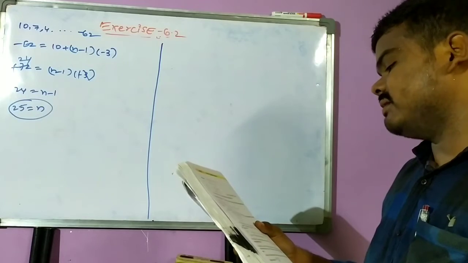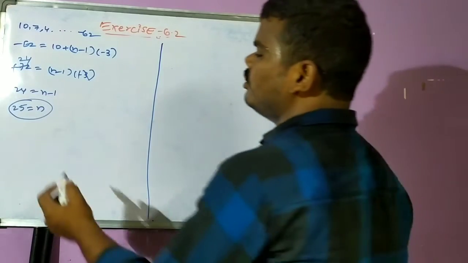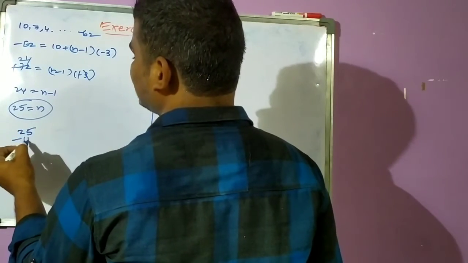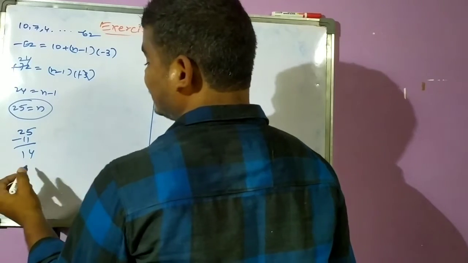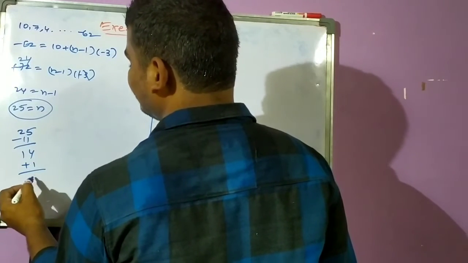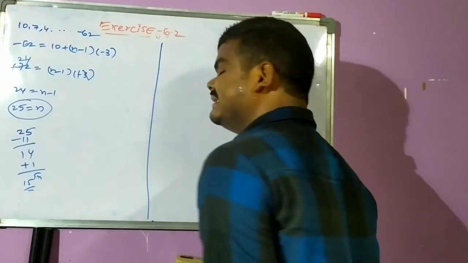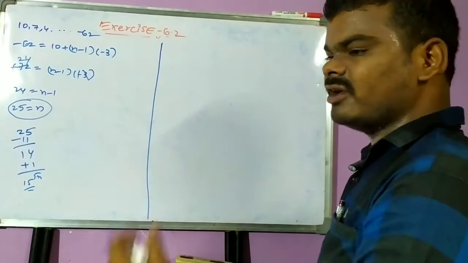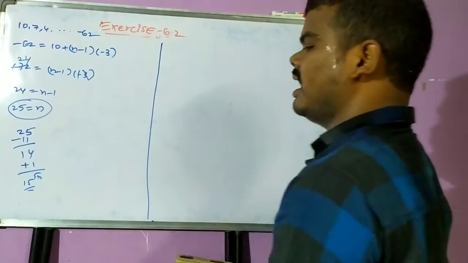Find the 11th term from the last. Now 25 minus 11 is 14. Adding 1 to this gives 15. This 15th term from the first is the 11th term from the last.